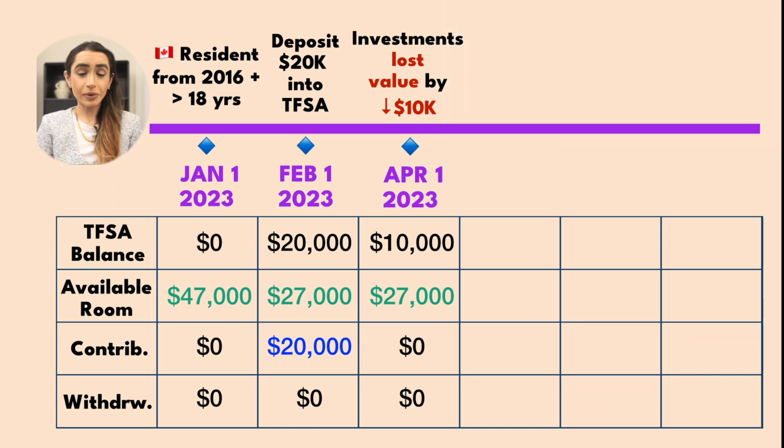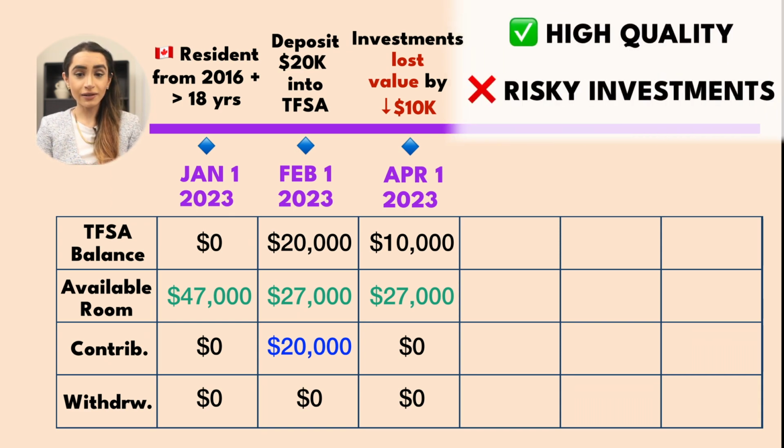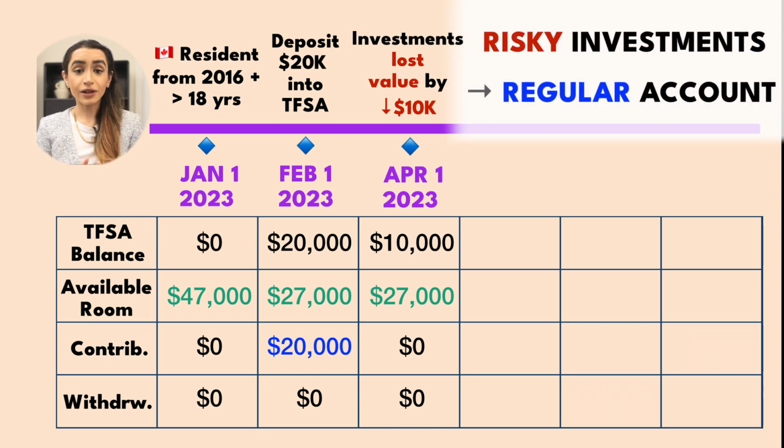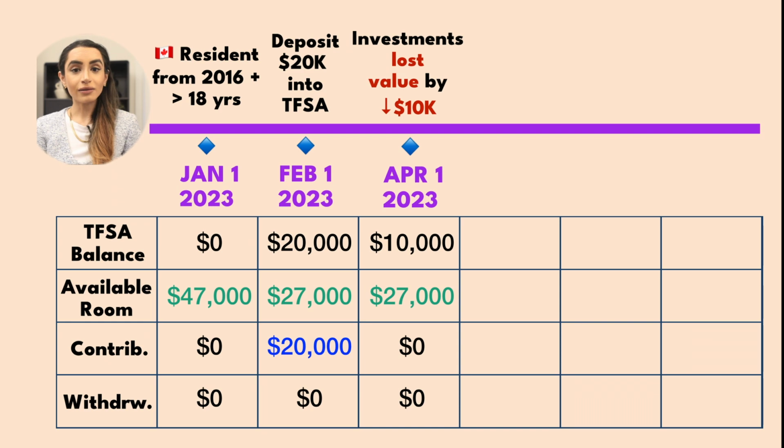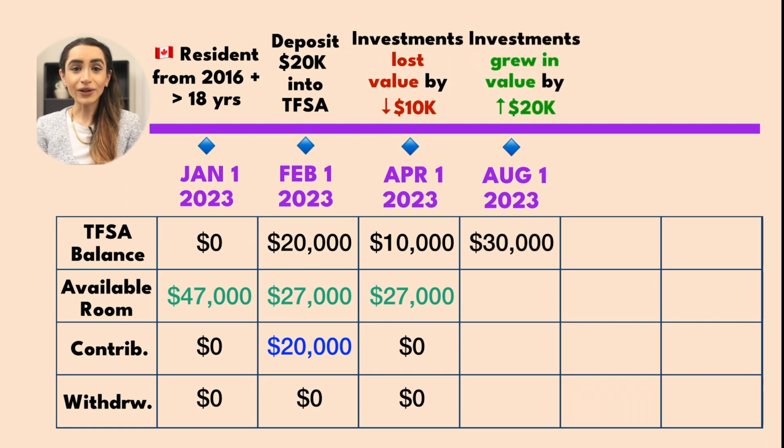So you are best placed to invest in high quality income-producing investments inside your TFSA and not risky investments. You are better off holding risky investments in a regular investment account and not in any of your tax-sheltered investment accounts. Continuing on, you knew better and you held on to these investments with the hope that they would bounce back in due course. By August 1st, 2023, your investments increased in value to $30,000.